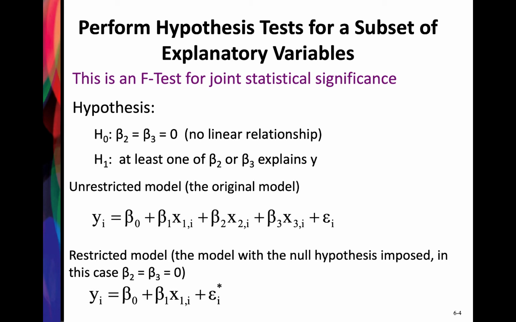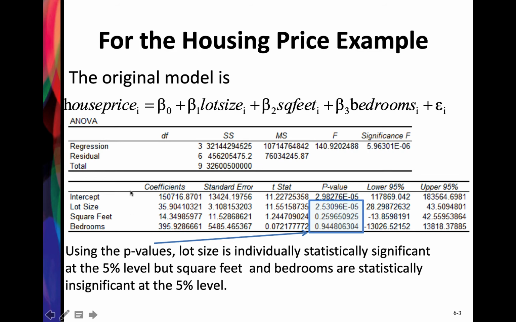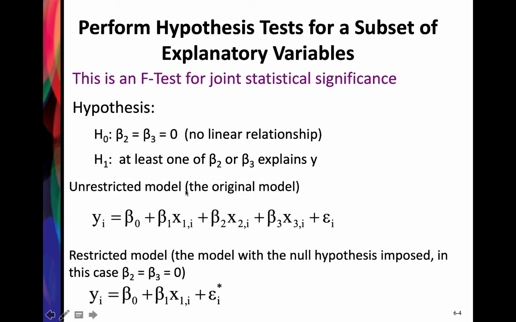In this case, we have some new terminology that we want to use. We have the unrestricted model, which is our original model. So this was the model that we estimated over here, right? This is the thing that we estimated. We call that our unrestricted model because there's no restrictions on it. And then what happens is we impose the null hypothesis on the unrestricted model, and that gives us the restricted model.